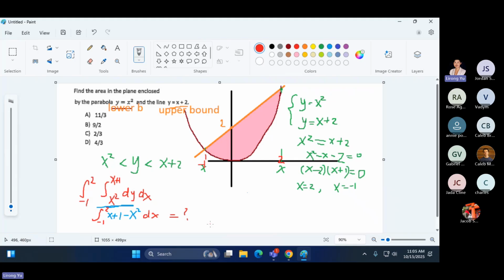Any other questions? So it's the integration from -1 to 2. The -1 and 2 are found by solving for the intersection point between the two curves. That is a little bit of algebra. The rest of it is typical: the lower bound to the upper bound of the x value, and then the integrand is the upper function minus the lower function of the integration region.